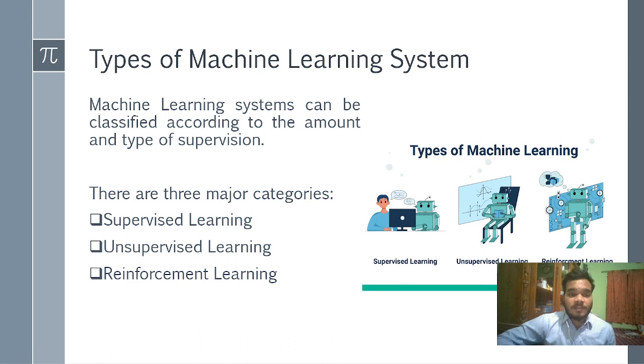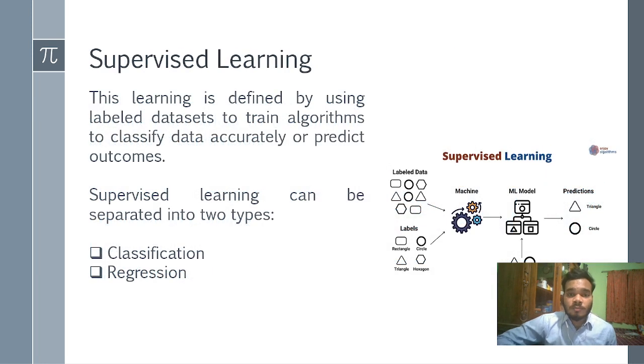Types of machine learning. Machine learning can be classified according to the amount of data and type of supervision. There are three major categories: one, supervised learning; second, unsupervised learning; and third, reinforcement learning. So what is supervised learning? According to its name, we can understand that it is supervised.